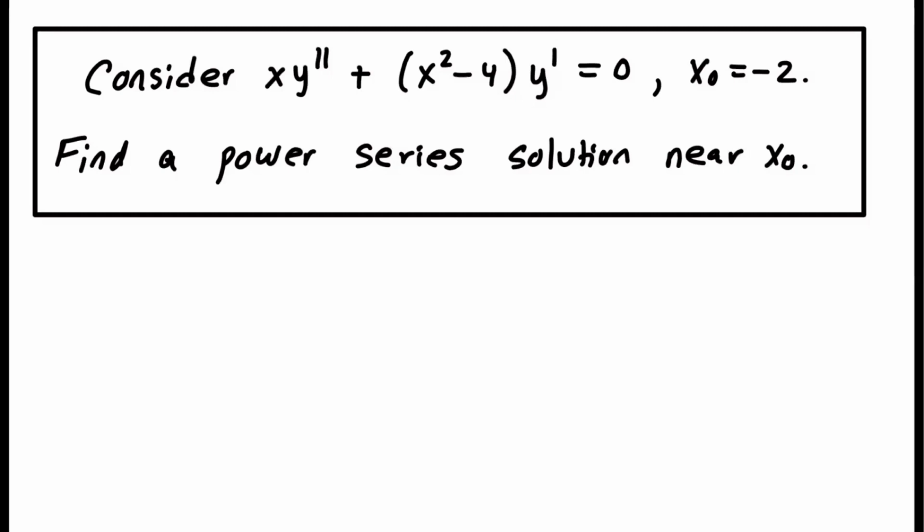All right, let's go ahead and take a look at this example. We're going to consider this differential equation. This is a second order, and of course, our coefficients happen to be functions, more specifically polynomials. And our x0 is -2. So we're going to find a power series solution near x0, which is -2.